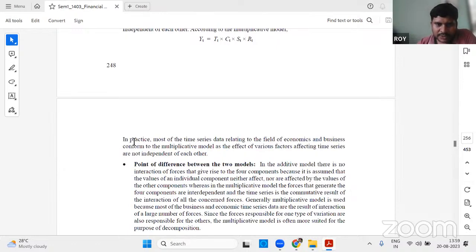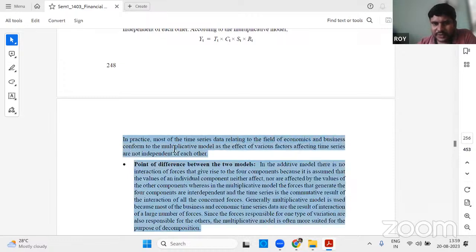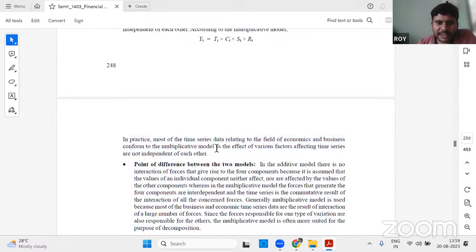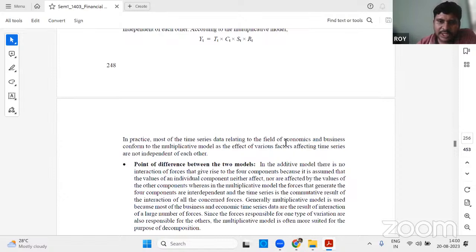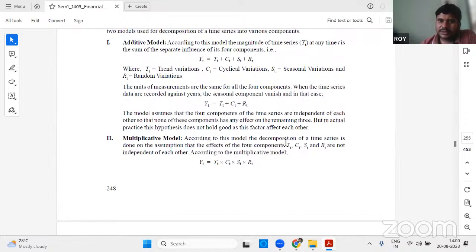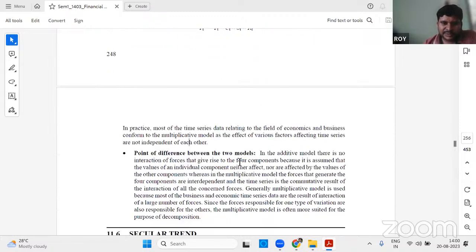See, in practice, most of the time series related to the field of economics and business conform to the multiplicative model, as the effects of the various factors affecting the time series are not independent of each other. The multiplicative model will be used because most of the time it will be affecting each and everything. In academics and business, when losses are there, it is not only the seasonal effect, not only the cyclical effect, not only the trend, sometimes it may not be the random things, but this will be there.